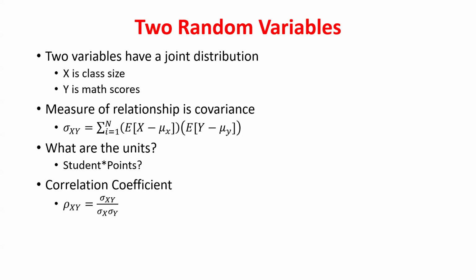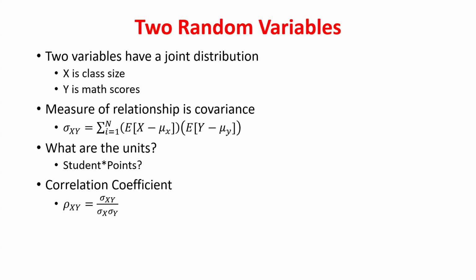So we talked about the units. So the units are a problem because I might want to compare the covariance of, say, class size and math test scores to the covariance of, I don't know, the number of dollars given to the school and test scores, right? I might want to see which one influences it more, which one has a stronger relationship. Well, the second example I would have, instead of student points, I would have dollar points.